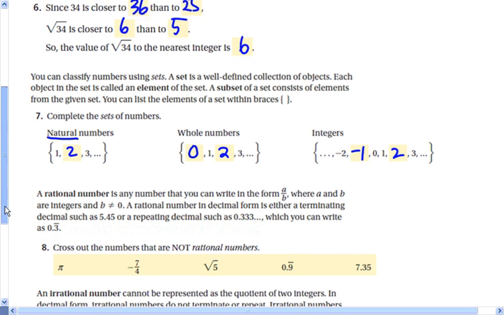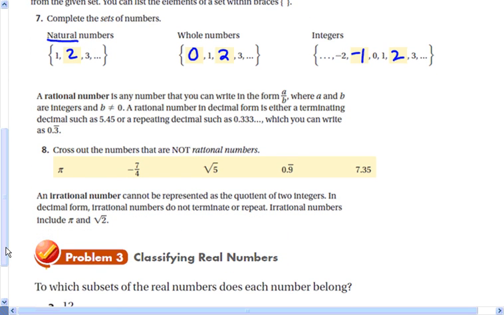And here's our definition for a rational number. A rational number is any number that you can write in the form a over b, where a and b are integers, and b is not equal to 0. A rational number in decimal form is either a terminating decimal, such as 5.45, or a repeating decimal, such as 0.333, which you can write as 0.3 repeating. So to be a rational number, we have to be able to write it as the ratio of two integers. Pi, since it doesn't repeat and it doesn't end, is not a rational number.